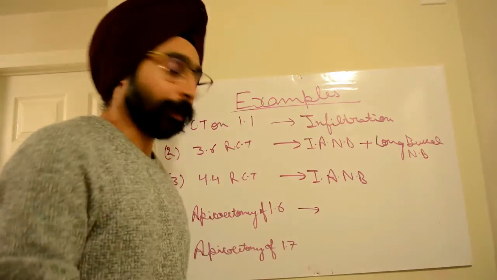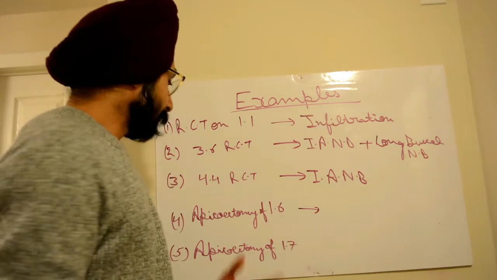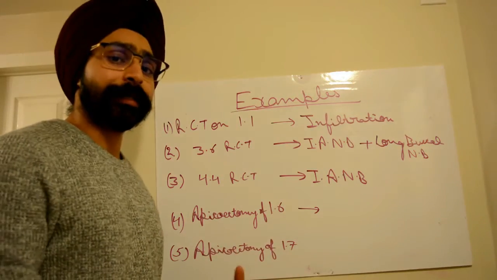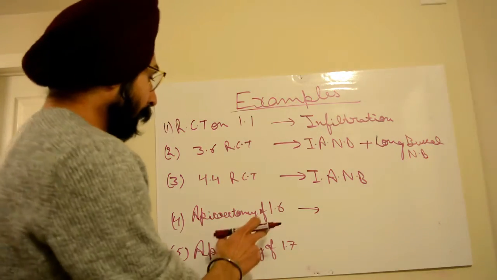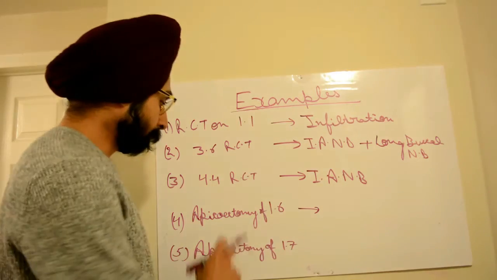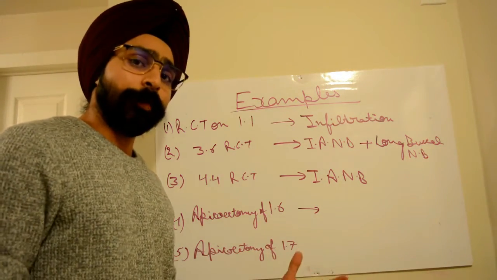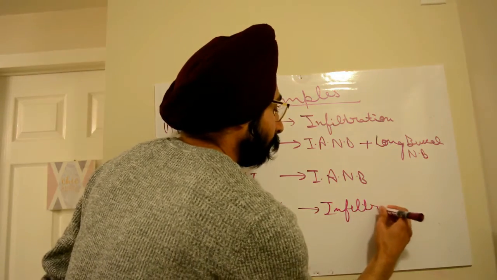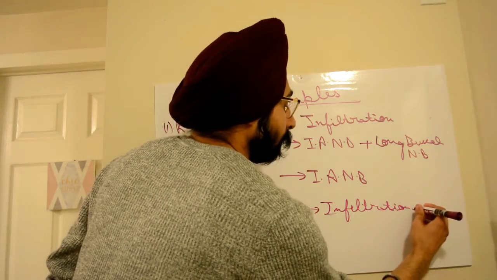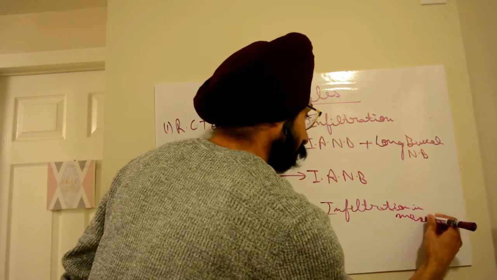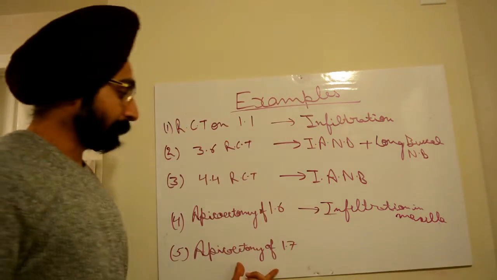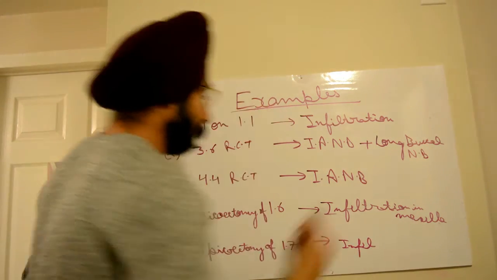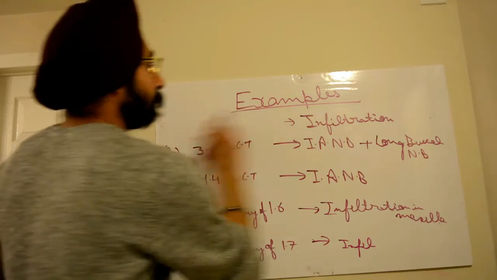Next is epicoectomy of 1-6. Guys, epicoectomy, though it comes under periradicular surgery, I thought I should discuss it with endo examples. In epicoectomy of 1-6, in the maxilla, you always give infiltration. Same is the case with 1-7, infiltration. Let's move on to another example.